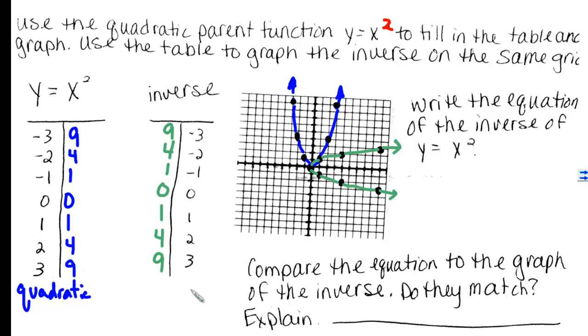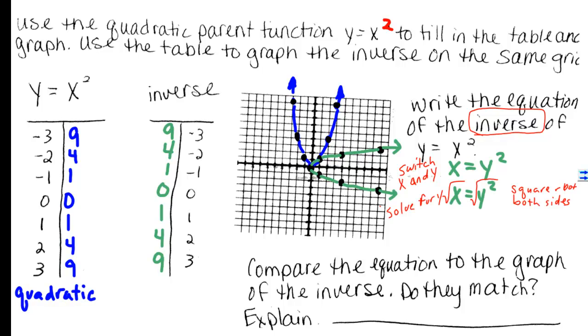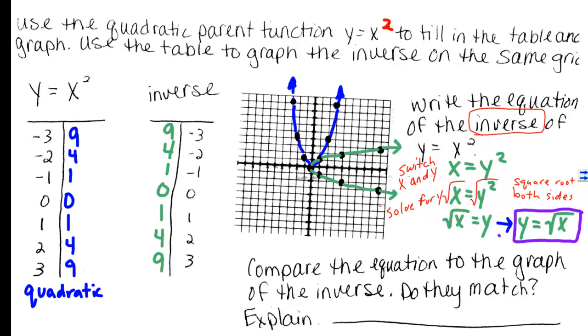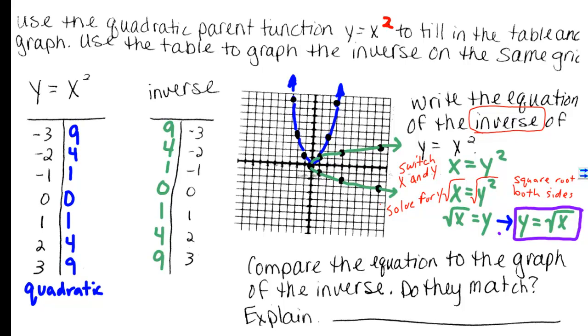And now we graph. As you can see, the inverse, the green graph, looks like a quadratic, but it is laying on its side. Write the equation of the inverse of y equals x squared. So the first thing we do is we switch the x and y and solve for y. We take the square root of both sides because to undo something that is squared, we need to take the square root. They're inverses of each other. And we get y is equal to the square root of x.